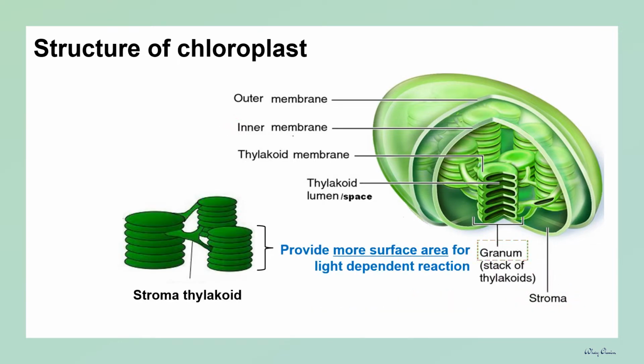In the stroma, there is a structure called the thylakoid, which is a membranous structure, and they are arranged in a stepped form to form a granum. This arrangement saves space to store more thylakoids, and each thylakoid is the site of the light-dependent reaction. This is why they are able to provide more surface area for the light-dependent reaction.